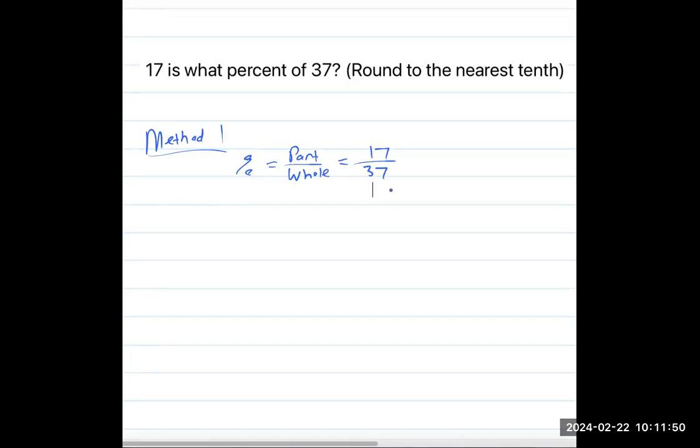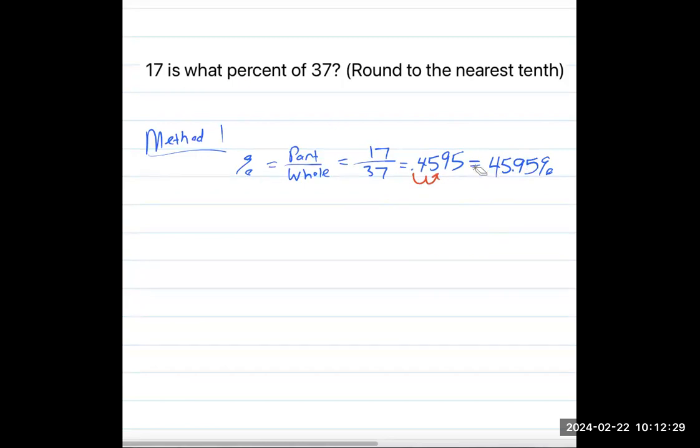So putting that in the calculator, 17 divided by 37 comes out to 0.4595. So let's just say 0.4595 for now. Now to go from decimal to percent form, you take that decimal and you move it 2 spaces over to the right. So it's 45.95. And that's 45.95%.